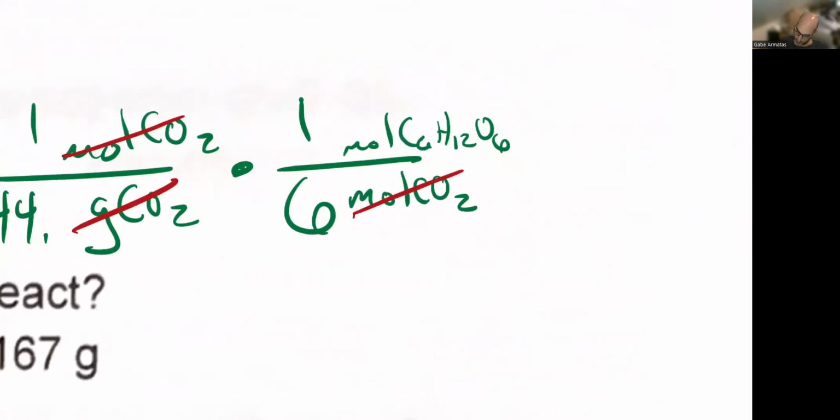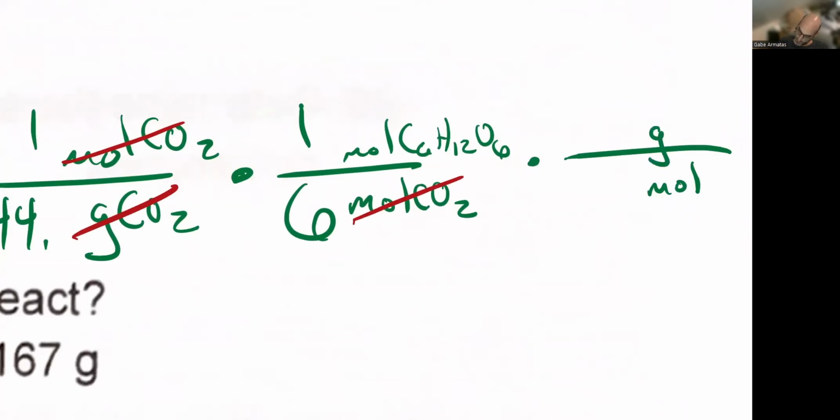So we're in the home stretch here. The last thing I've got to set up is I want moles of C6H12O6 to go away, and I want grams of C6H12O6 to remain. So 1 mole is equivalent to, let's see, the molar mass. Oxygen is 6 times 16, round it for the most part. 6 times 16 gives me 96. And then 6 times 12 gives me 72. So 72 plus 12 plus 96, 180. So 180.